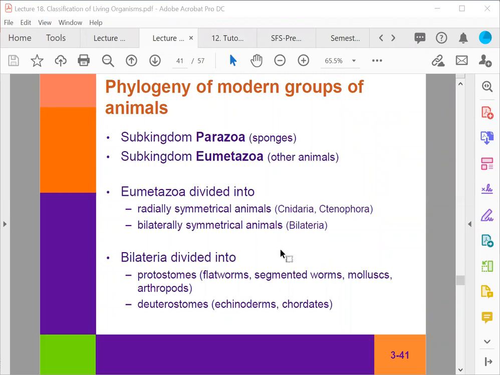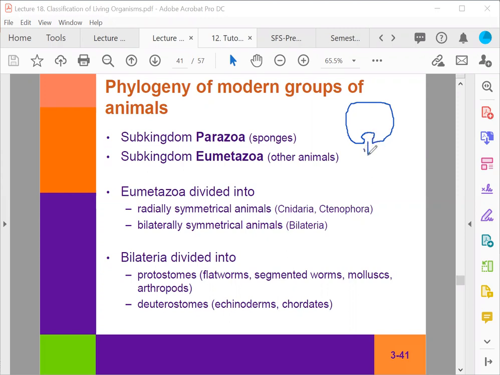All right, so the bilaterally symmetrical animals are further divided into two groups. Here we have the protostomes and the deuterostomes. And let's look at what that means. Very early on in the development of the animal embryo, a little pocket develops like this. So this is a mass of cells. A little opening has developed here.